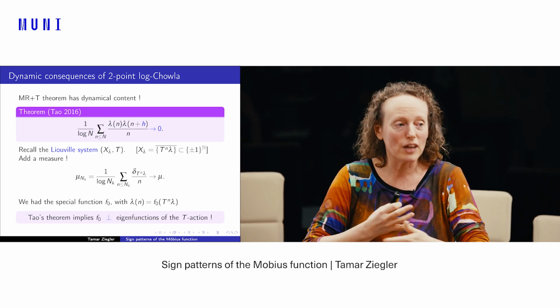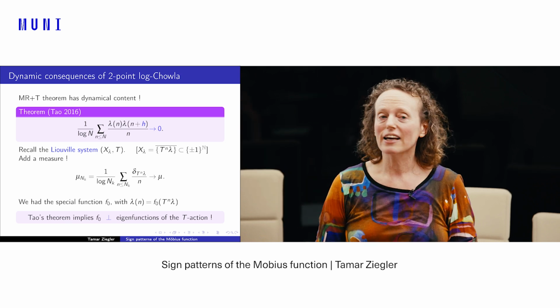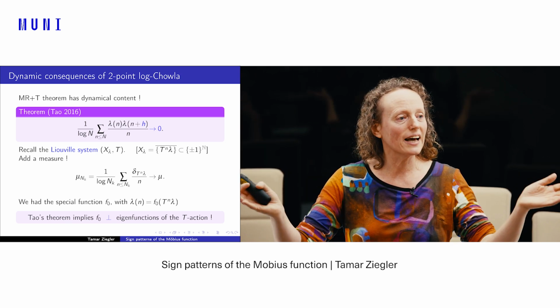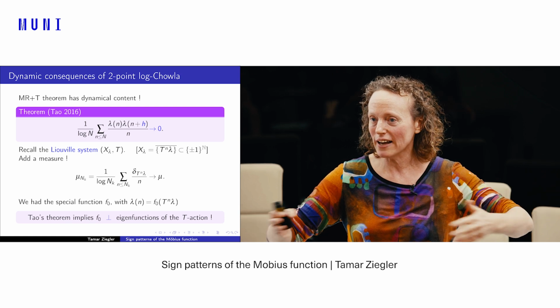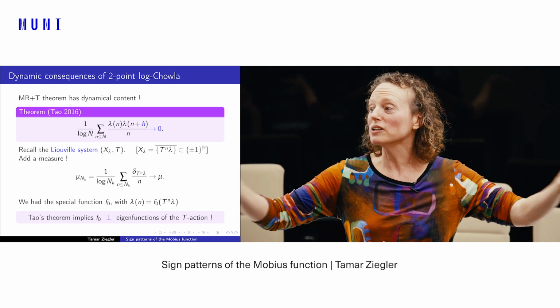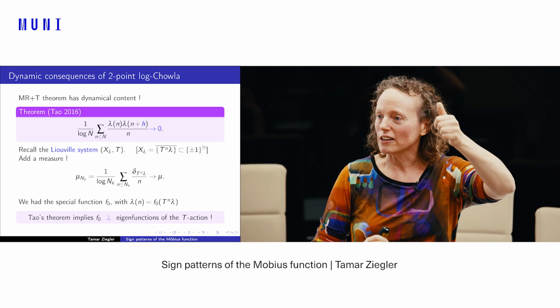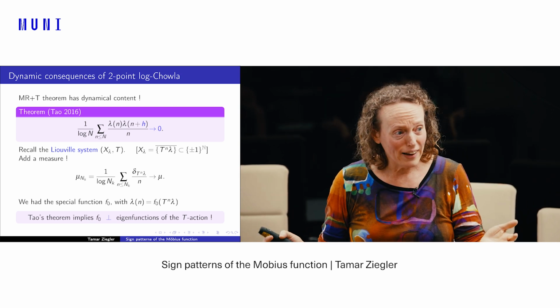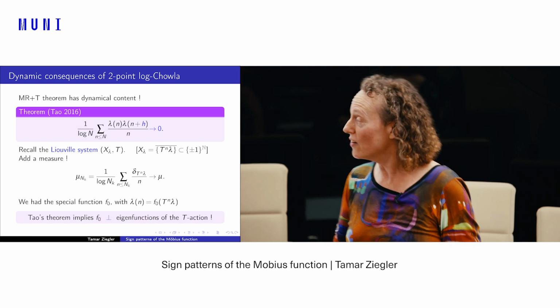Chowla's conjecture, or the log Chowla conjecture in this case, would tell you that no matter what sequence of measures, no matter what subsequence you take, you'd always get a Bernoulli system, a plus or minus 1, like the free system, the coin toss system. But we don't know that. What we do know is this thing about the eigenfunctions.